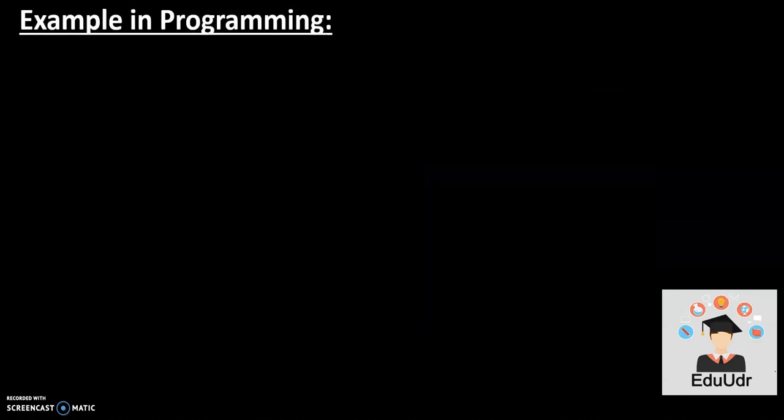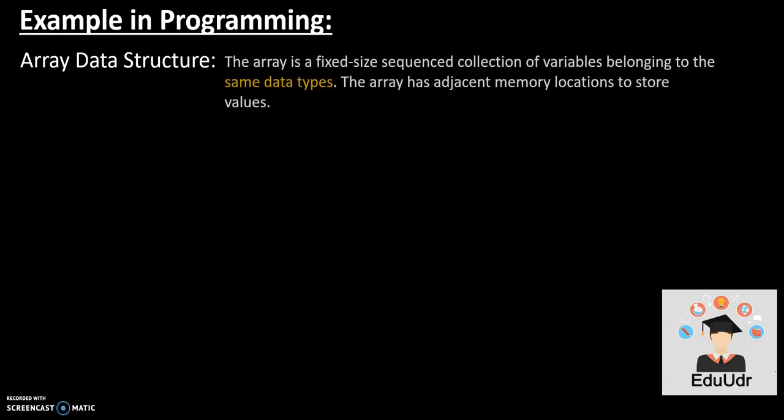And let us go to an example in programming. Let us consider an array data structure. Basically, an array is a linear data structure that contains a number of elements of the same data type. Now let us look through the declaration of data for the array data structure.